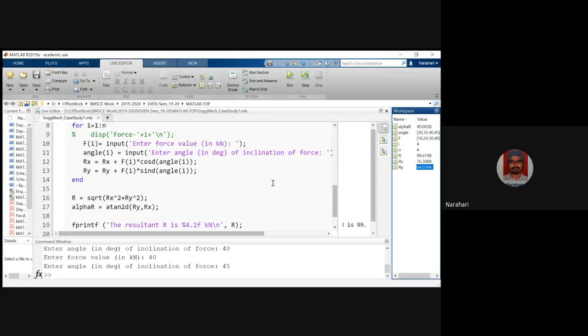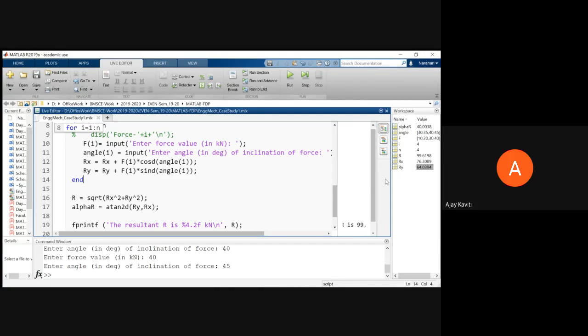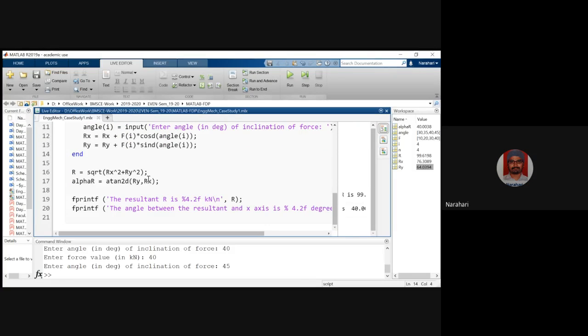Sir, why have you written atan2d there after resultant? What exactly does it signify? You can just search and find out. What this does is, if for some reason Rx, or Ry, is negative, let's say Rx is negative, and you do tan inverse of, let's say, 5 by minus 3. Are you getting my point?